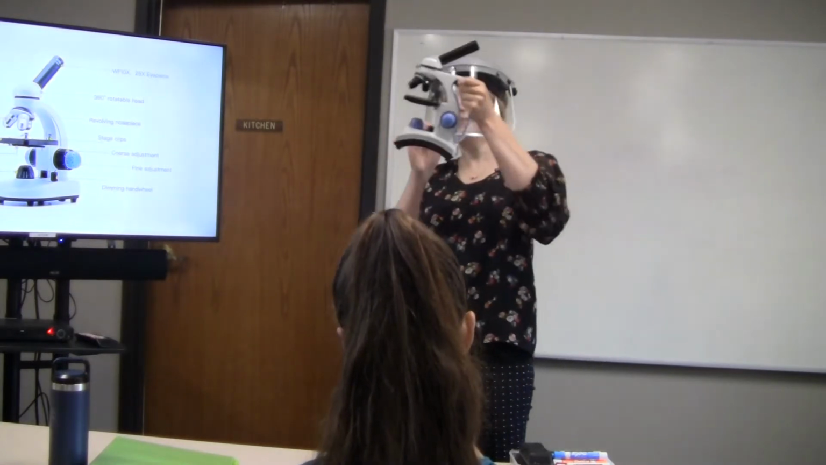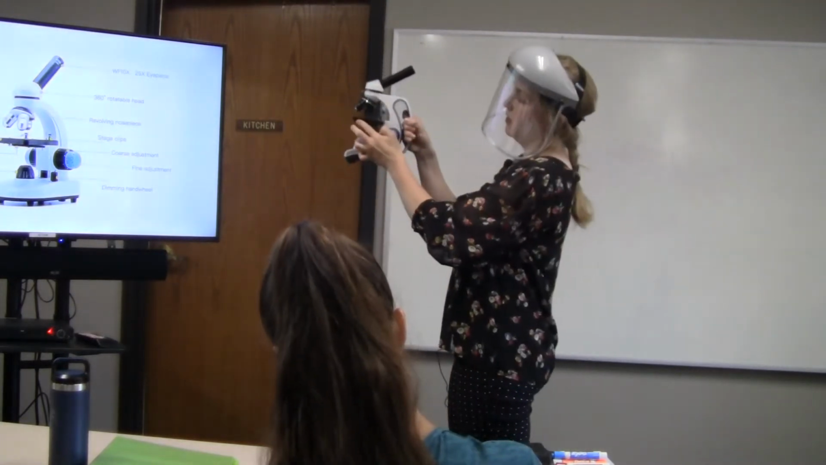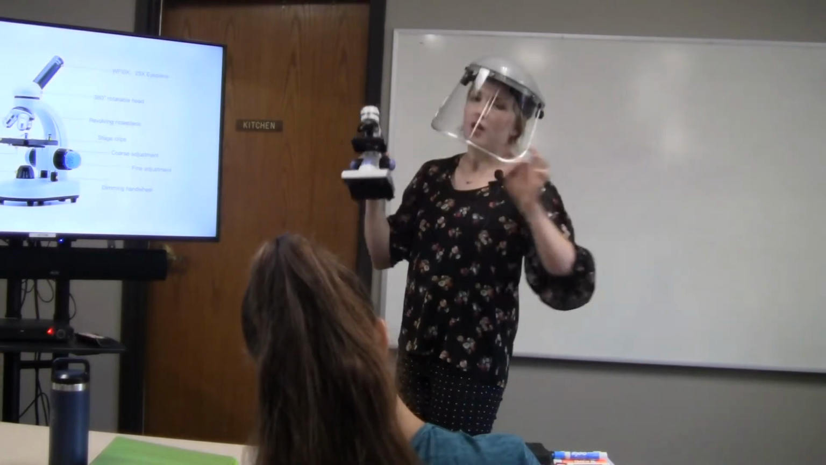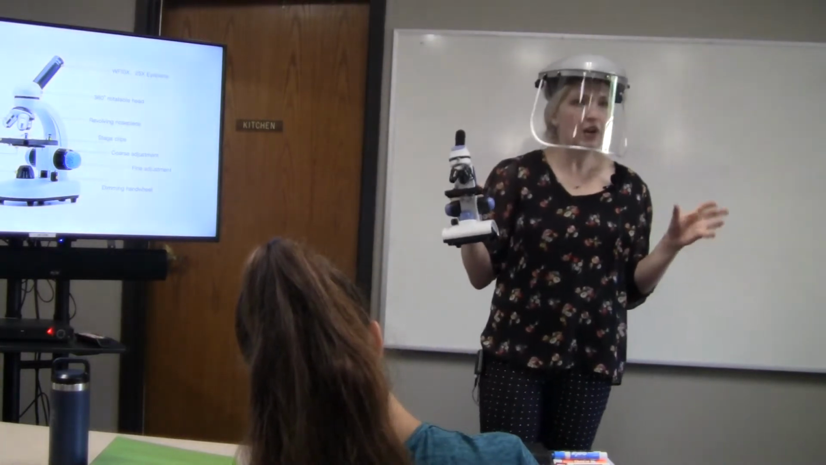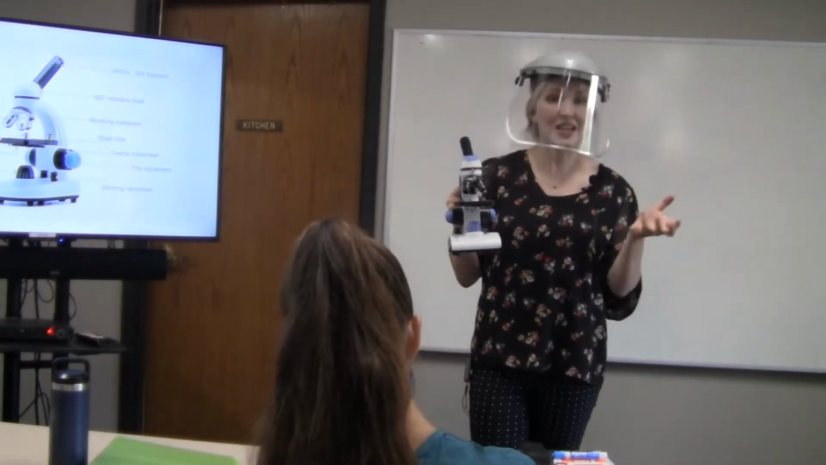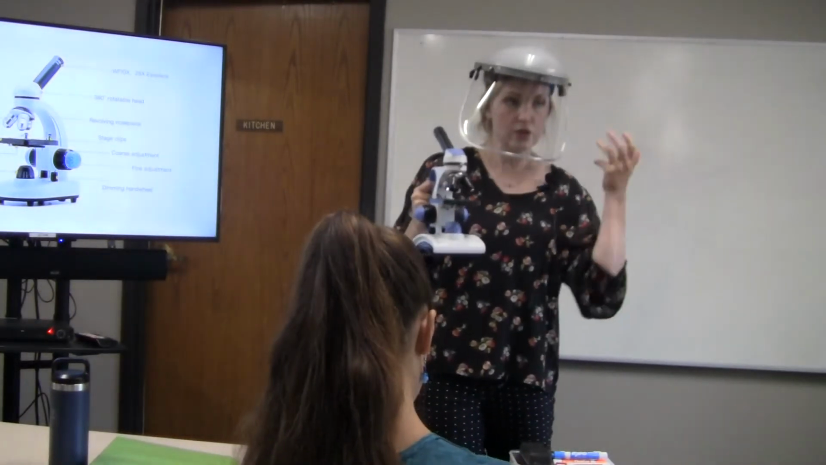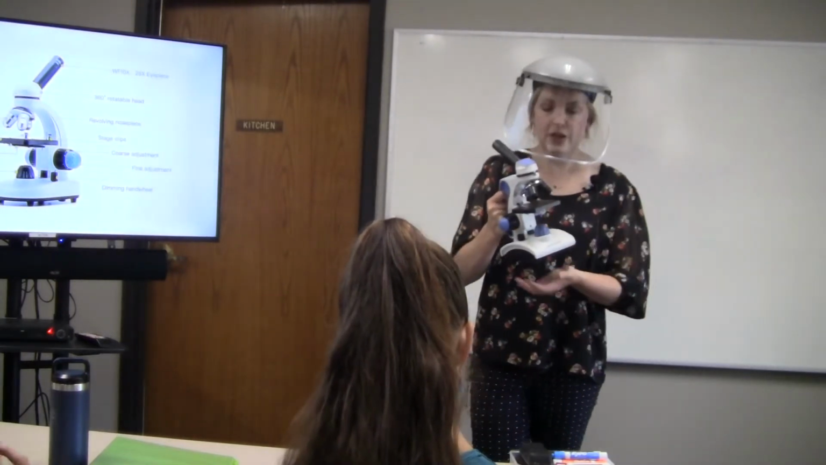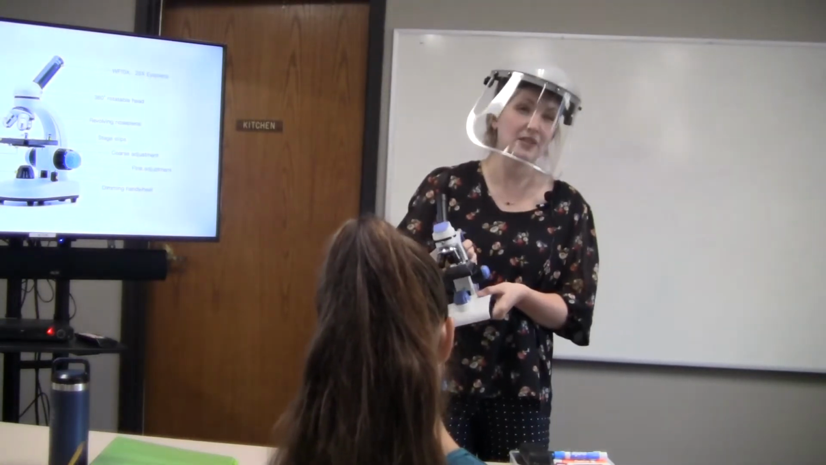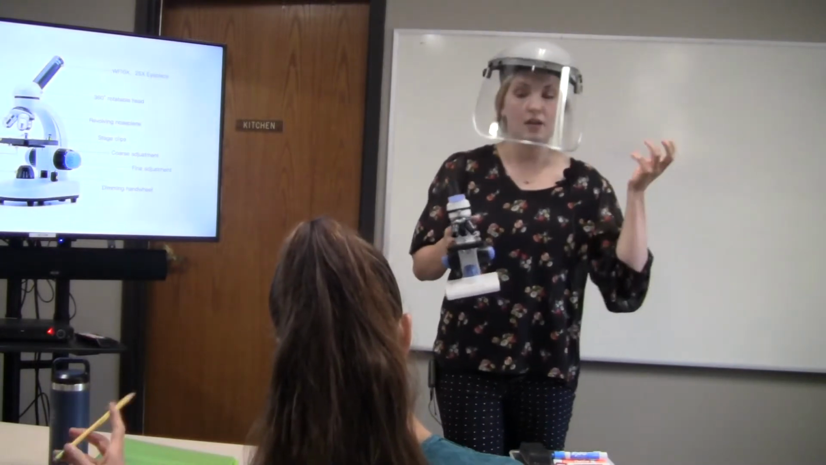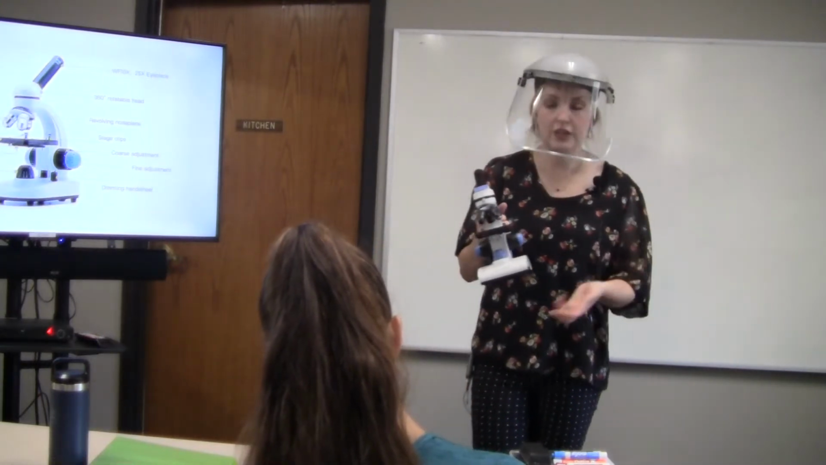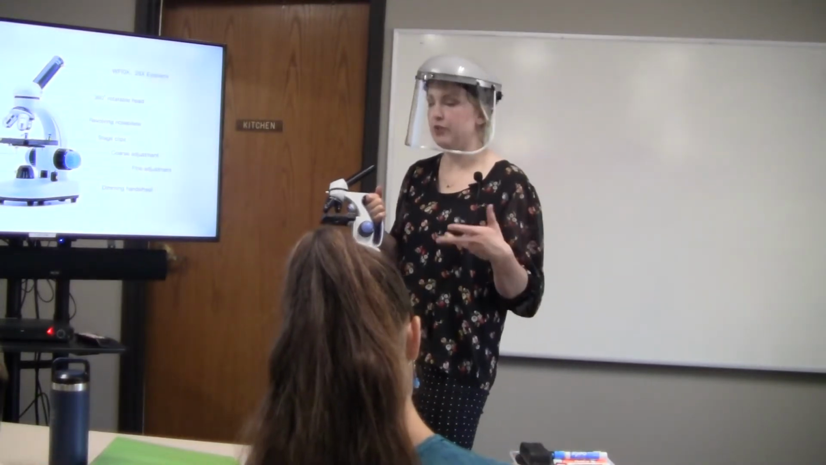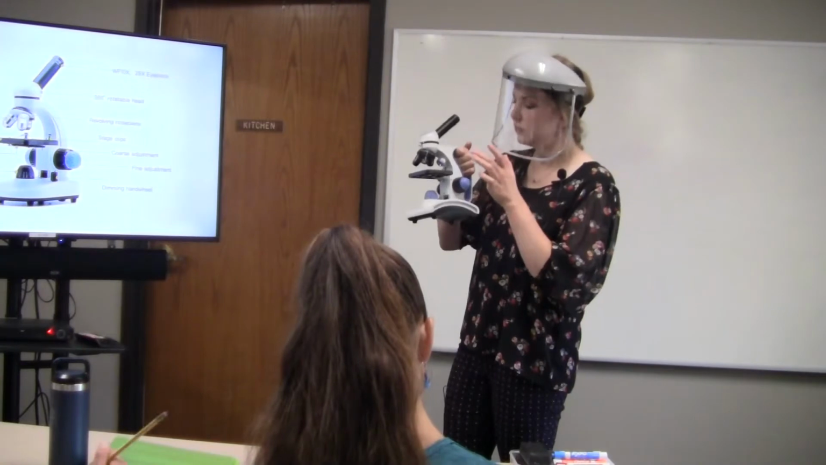The diaphragm is this wheel underneath the stage, and the holes on the diaphragm vary in size to adjust how much light is going to come up through the stage. Also, sometimes there's different filters on there depending on the microscope. Sometimes there's a blue lens, sometimes there's a red lens to color the light differently. This can help with clarity depending on the color of the sample that you're looking at, if it's stained or not.